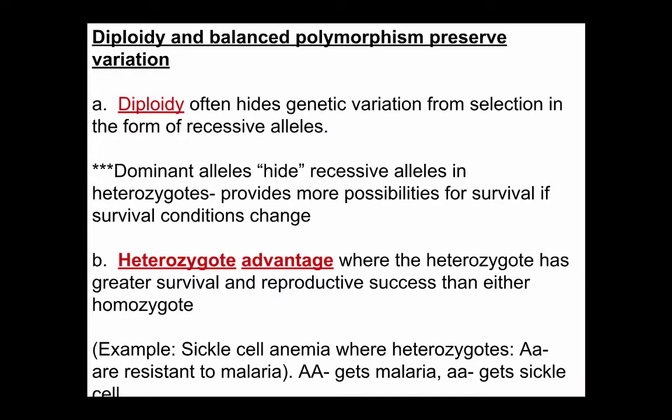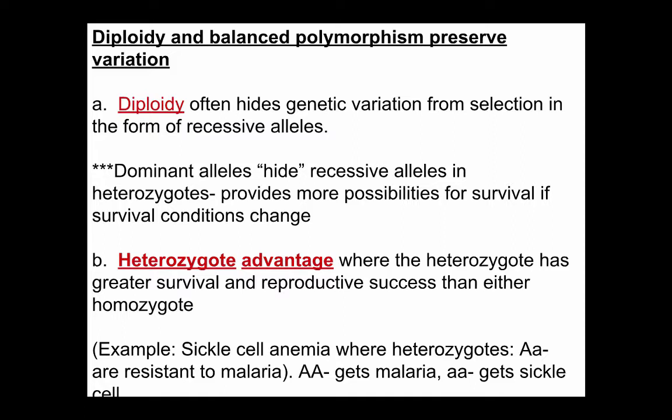Diploidy and balanced polymorphism really help preserve variation. We know that diploidy is where we have more than one allele for a trait, so we could have dominant and recessive forms of that trait, and they help hide genetic variation from selection in the form of those recessive alleles. If you have a heterozygous individual, the dominant trait will show, but they're still carrying that recessive allele, unknown to maybe others. So they kind of hide that recessiveness.